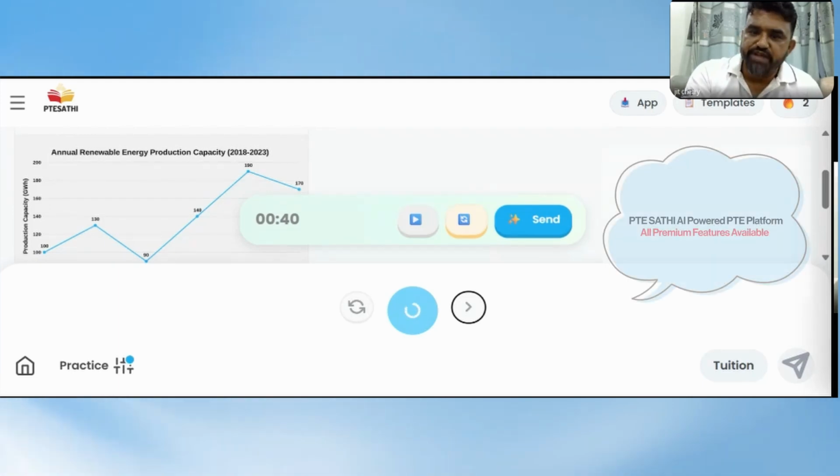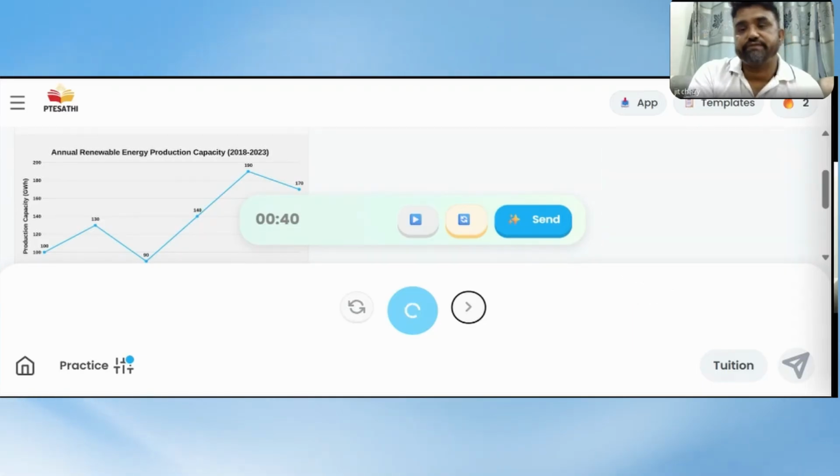To use this website, you just need to use your mobile phone. You'll get an OTP code, and then you can start practicing. Right now it's free, I guess, so you can practice using this.